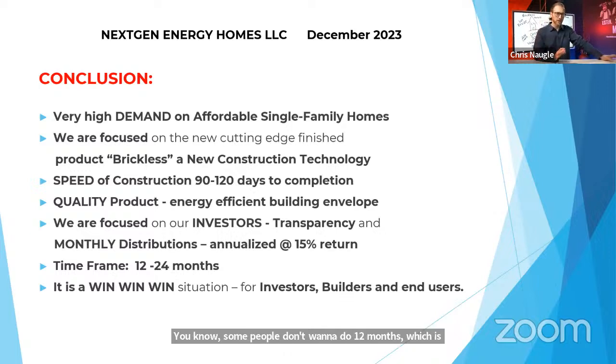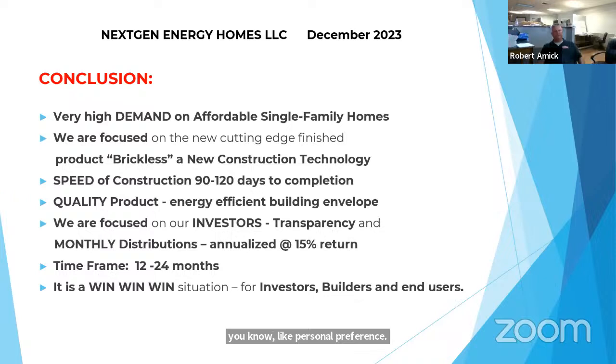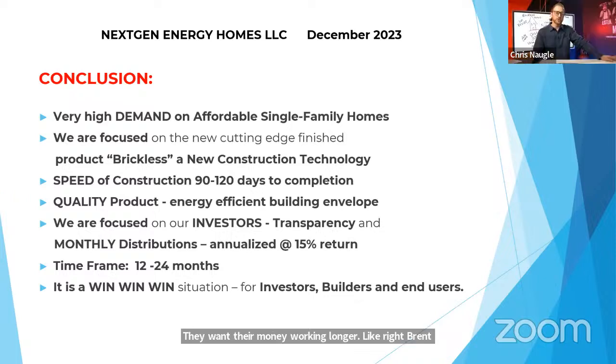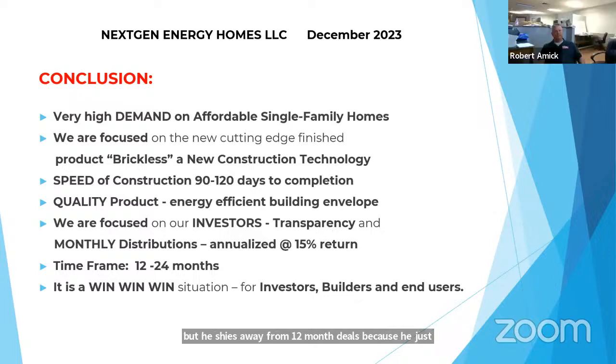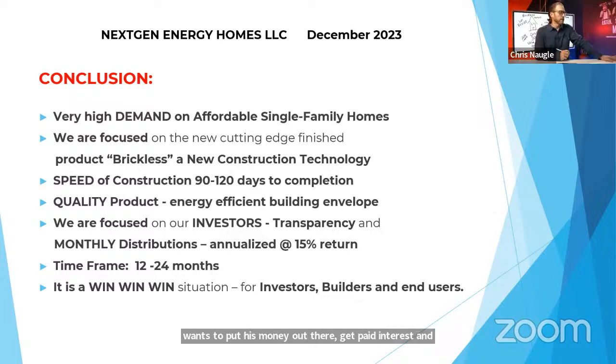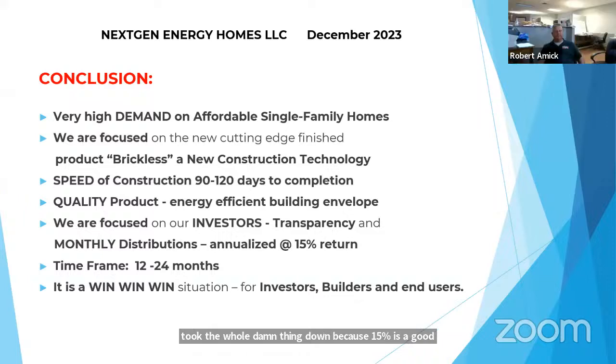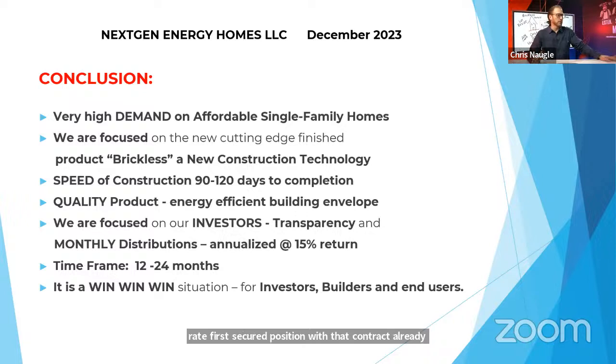Like Brent Kessler, for example, he won't do a 12. Well, he will, but he shies away from 12-month deals because he just wants to put his money out there, get paid interest, and have that interest be paid for a longer period of time. If Brent was on here, I wouldn't be surprised if he took the whole thing down, because 15% is a good rate, first secured position with that contract already signed by the end buyer. So it's technically a pre-sold deal.